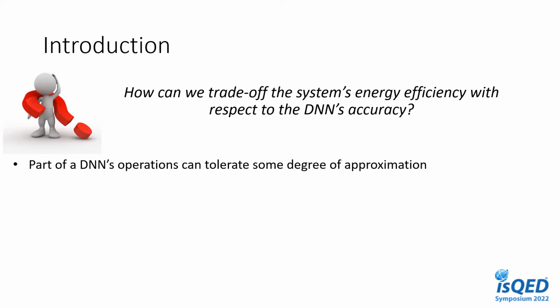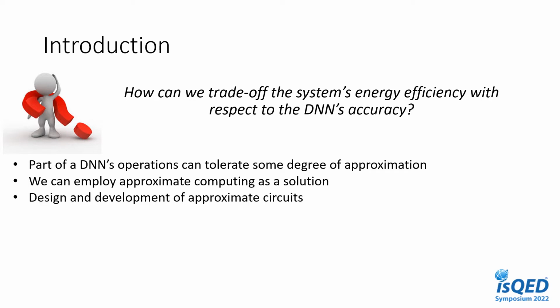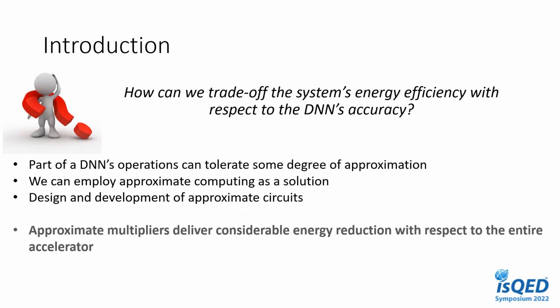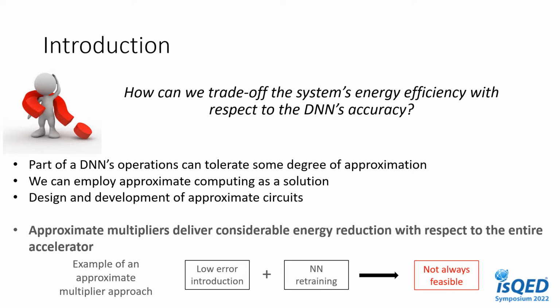A great amount of NN computations can tolerate at least some degree of approximation, thus reducing energy consumption without sacrificing the NN inference accuracy. By designing and developing approximate multipliers, we can achieve considerable energy reduction with respect to the entire accelerator. Current techniques for designing approximate multipliers mainly focus on the introduction of low error and apply retraining to recover the accuracy loss. This is not always feasible, however.